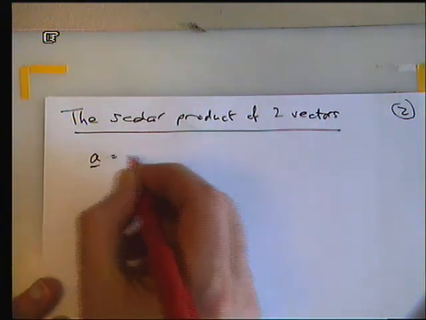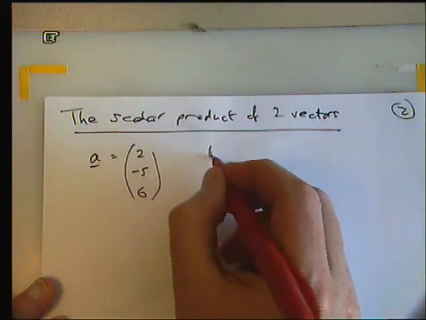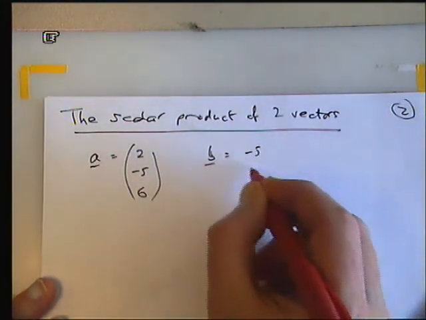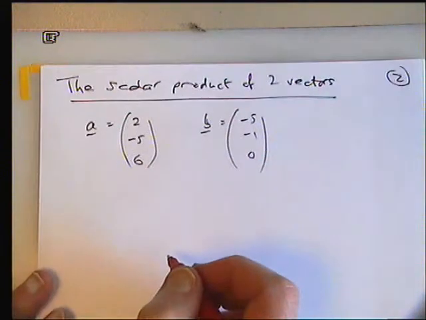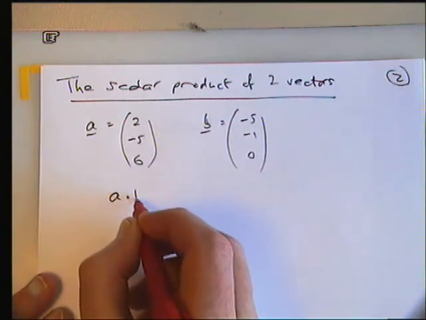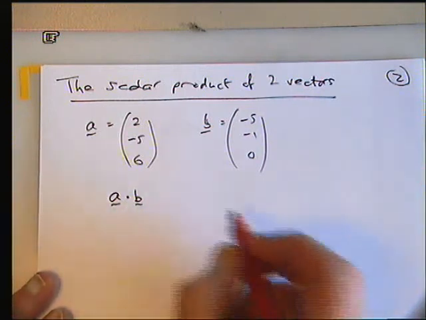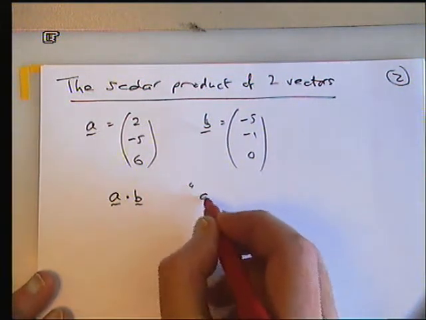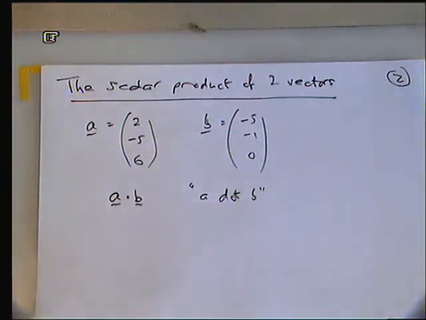Let's have vector A being 2, minus 5, 6. Let's have vector B being minus 5, minus 1, 0. If I want to do the scalar product, this is the notation I use to write it down. A dot B. And you may have the wavy lines under that. You actually read it like that sometimes, you might say A dot B. That's the notation for a scalar product, putting that dot between them.